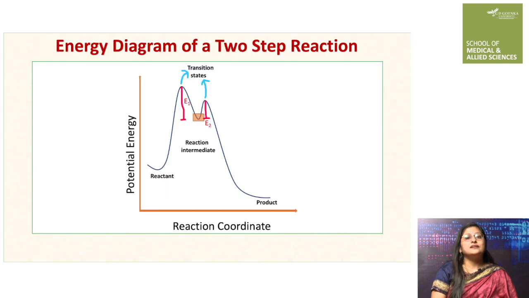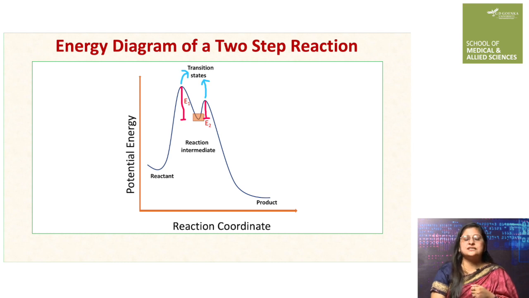Now, this is a potential energy diagram of a two-step reaction showing potential energy on the y-axis and reaction coordinates on the x-axis. The conversion of a reactant to the product is shown by the blue line. This transformation is through the intermediate, which is shown at the saddle point of the curve and represented by the orange block.